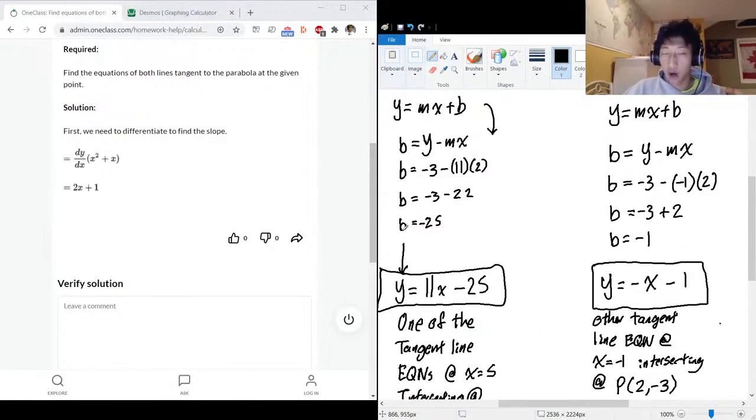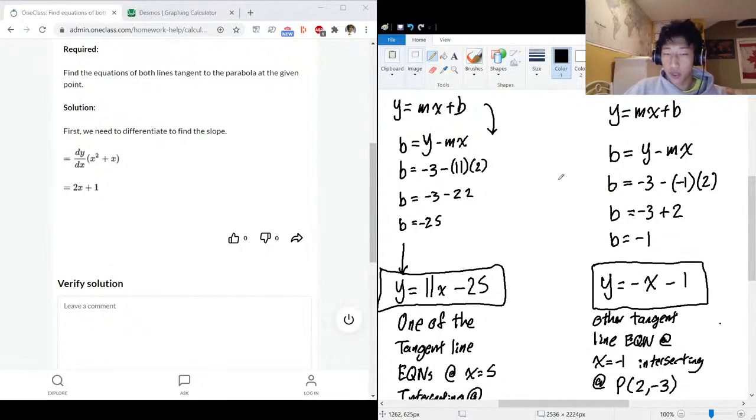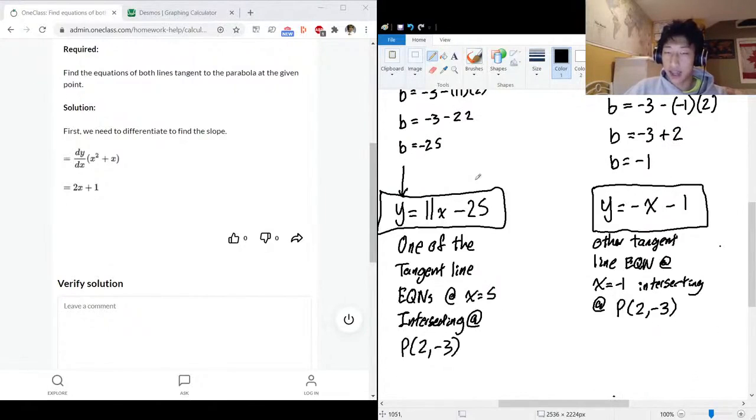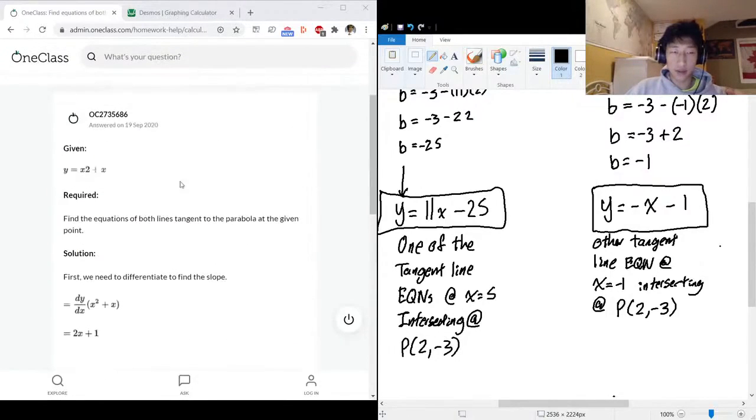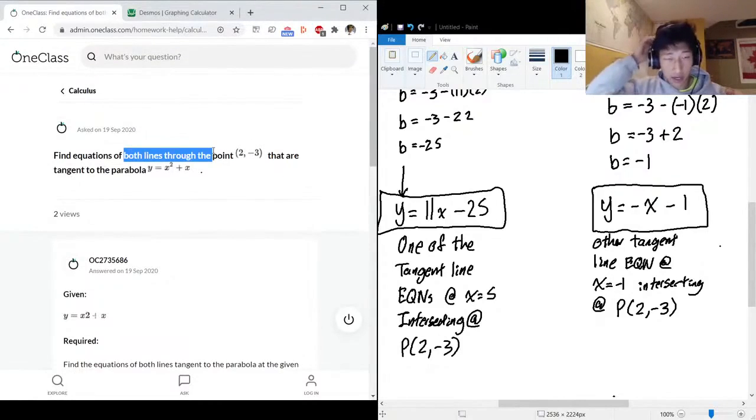We solve for our base values, our b values in our equations of a line. Once we have that, we can finish and finalize our equations for the tangent lines that intersect with our point of interest, point 2 and -3. And that is our complete solution to the answer to the question. Find the equations of the two lines that pass, the two tangent lines that pass through the point 2 and -3 that are tangent to the parabola x squared plus x.